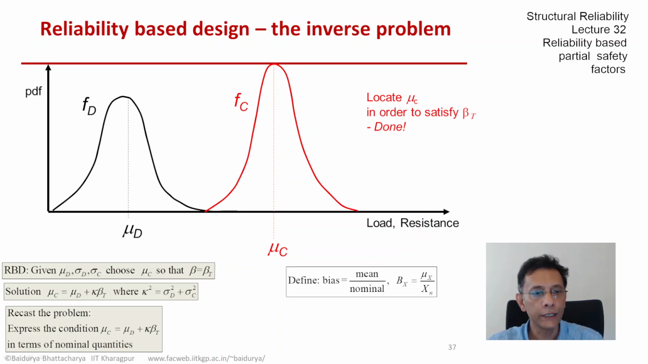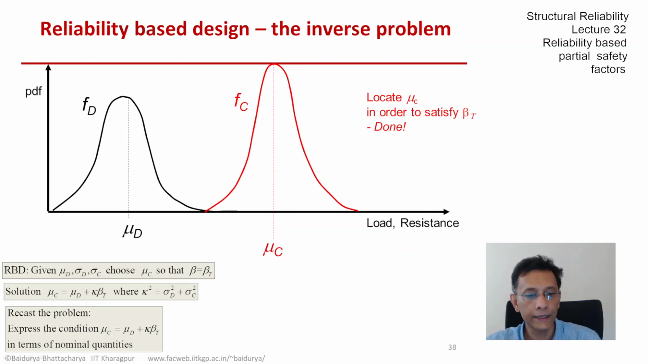Anyway, so for this particular purpose, since we need to bring in the nominal quantities and the means have been used in the derivation, we need the two bias factors, B of C and B of D, which we are going to use in the next few slides. So let's try to move towards the desired solution.